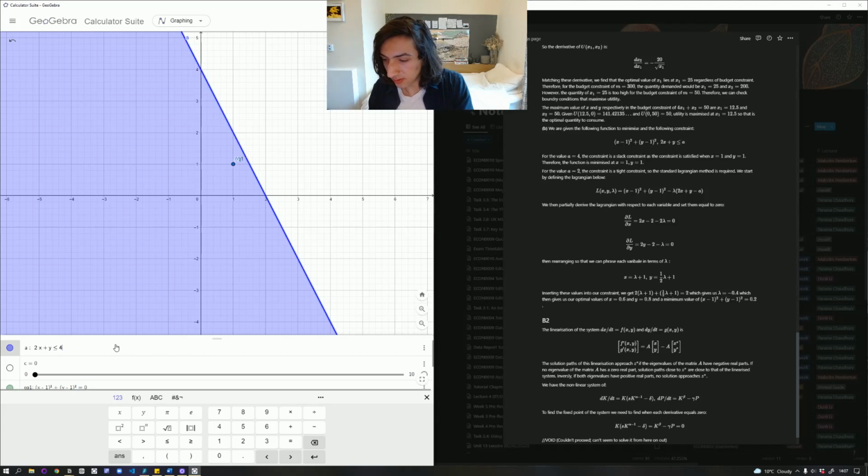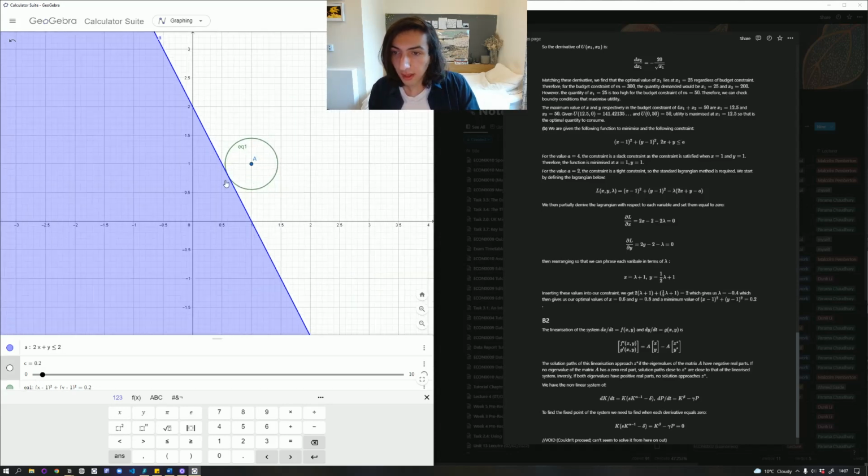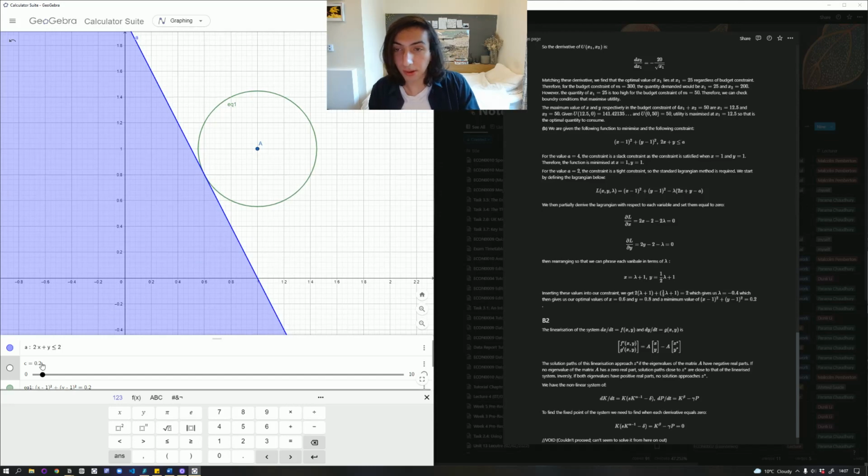However, with the next one, it's not as easy. You can see that our point now lies outside the constraint. So we expand it out, and we can see that 0.2 satisfies this.